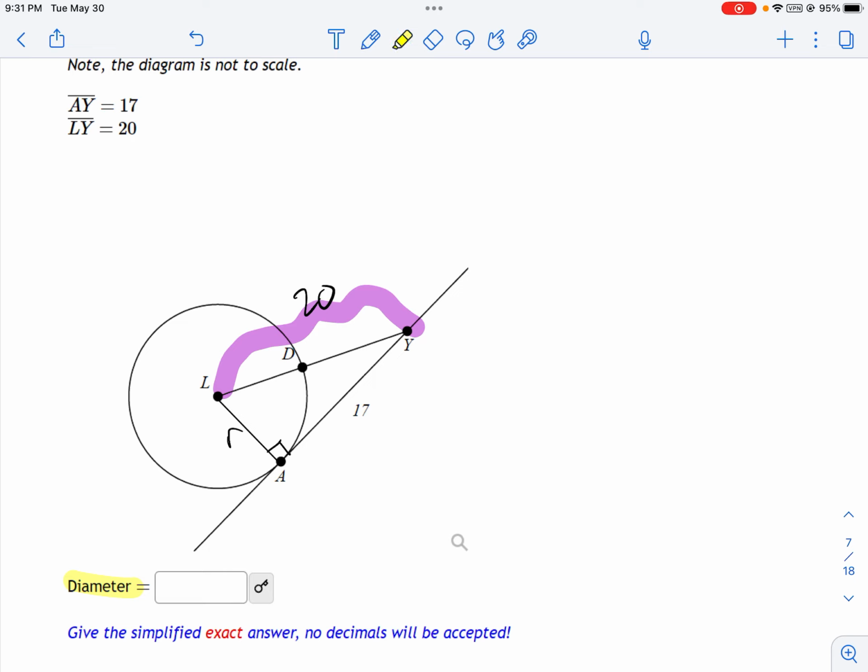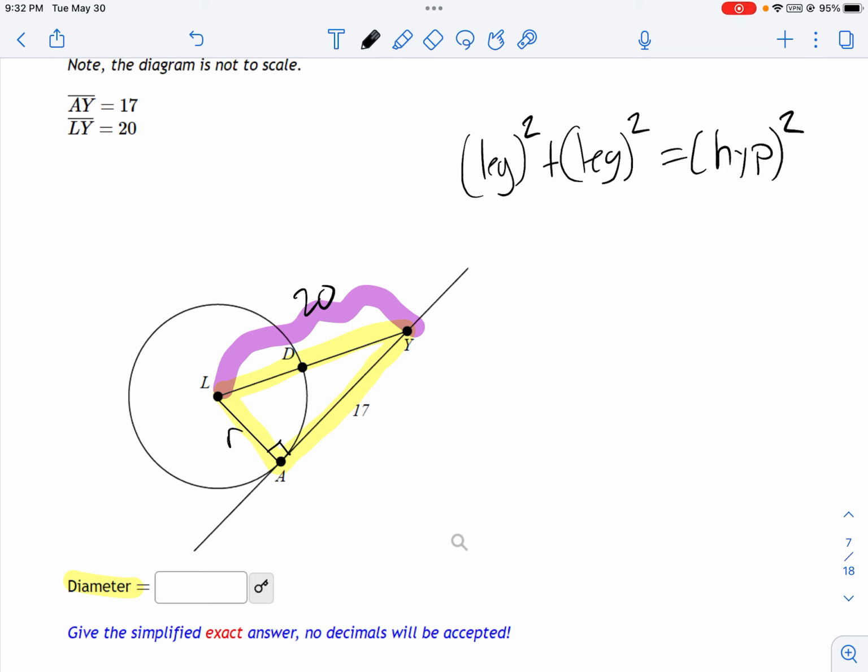This is very important because that forms a right triangle. And as soon as we have the right triangle, we have Pythagorean's theorem. So any leg of your triangle squared plus the other leg squared equals the hypotenuse of that triangle squared. So pick one of your legs, r, sure. So r squared plus our other leg, 17 squared, equals the hypotenuse, 20 squared.